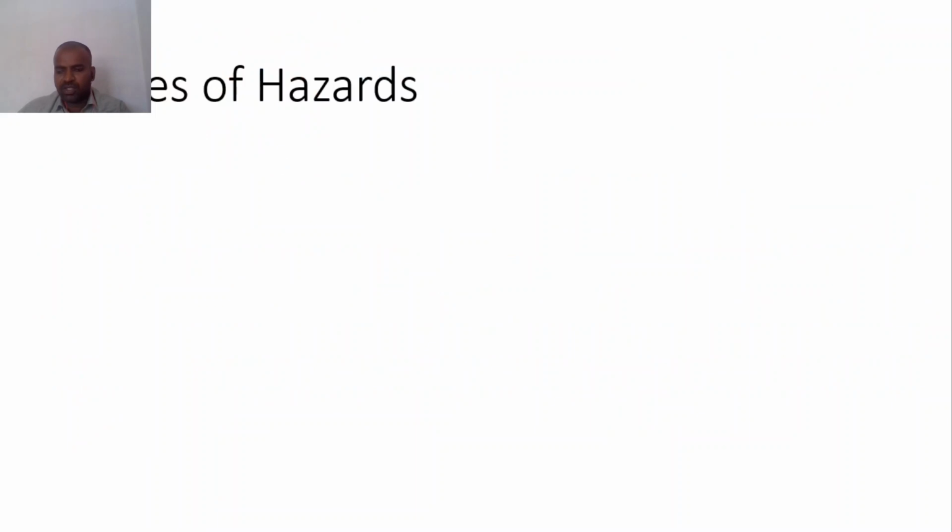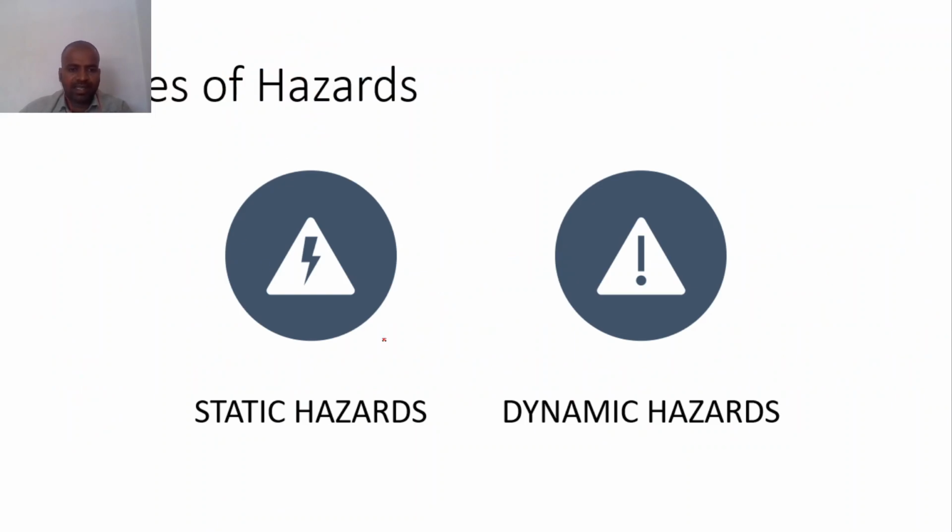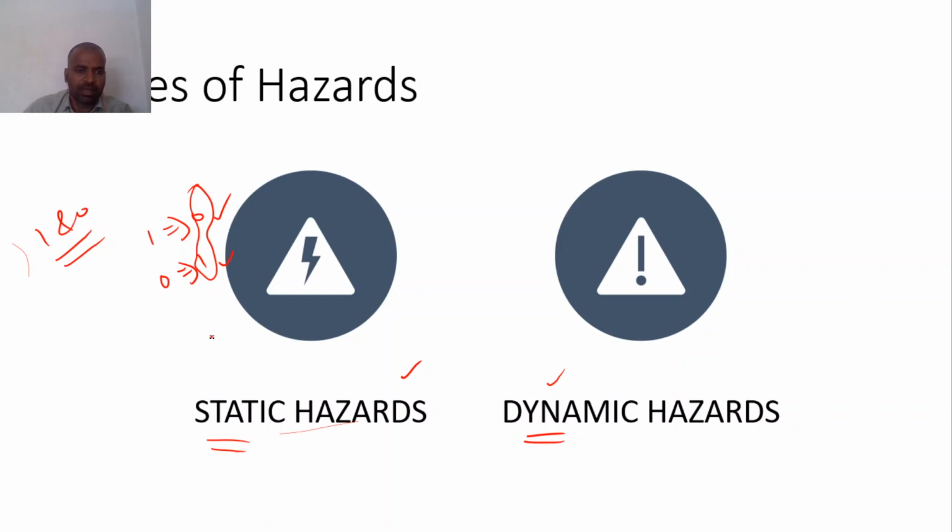Let's see. There will be two types: one is a static hazard, another one is a dynamic hazard. So what do you mean by static and what do you mean by dynamic? In digital circuits, we know that only ones and zeros are used. We are expecting the output to be 1, but the output comes as 0. Or we are expecting the output to be 0, but the output comes as 1. So this is called static. Only one output is coming.